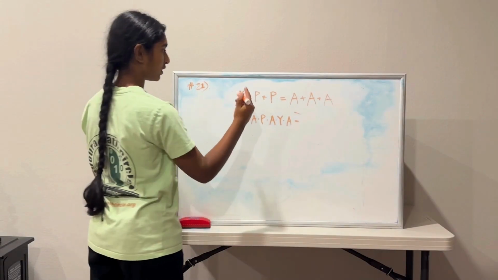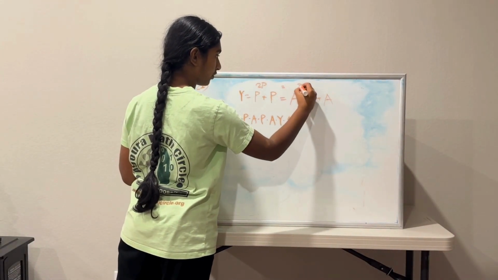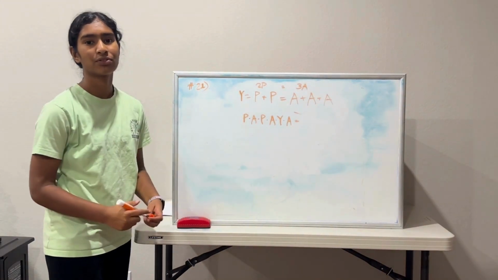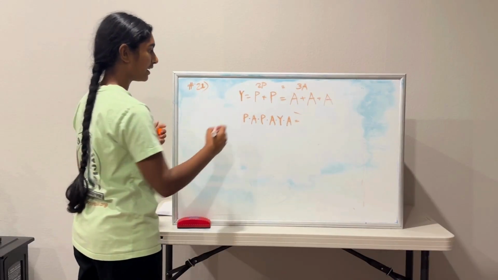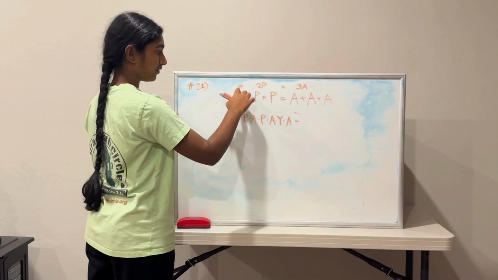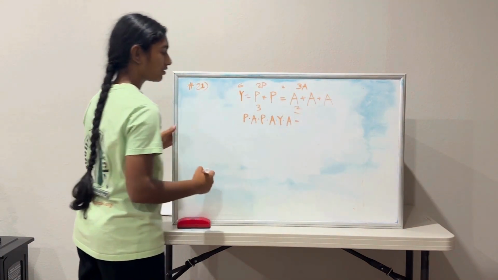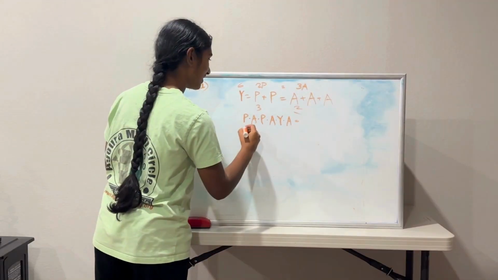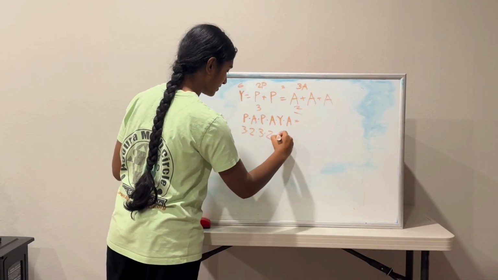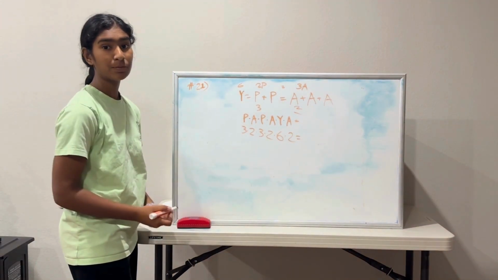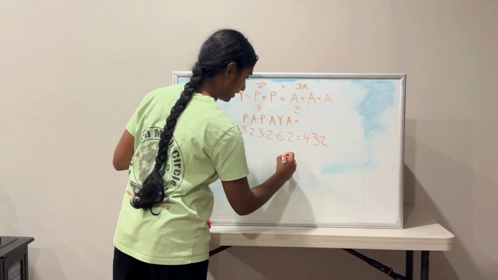So another thing, we could rewrite this as y equals 2p, which is also equal to 3a. And something important to remember is that these are all single digits, which means the only value for y is 6. And if y is 6, then p must be 3, and a must be 2. So then, when we calculate papaya, we get 3 times 2 times 3 times 2 times 6 times 2. And if we multiply that out, we end up with 432 as our answer, which is A.